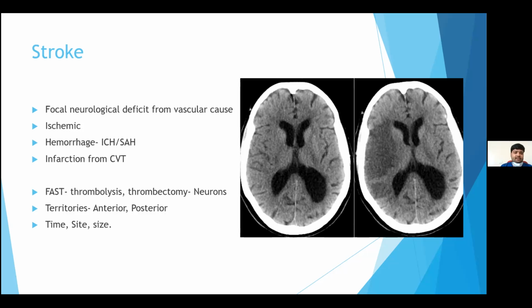What are the territories that are involved in stroke? You have the anterior territory, where there are the classical MCA territory or ACA territory infarcts, and you have the posterior territory, where you have vertebral artery and basilar artery occlusions, cerebellar syndromes, and syndromes such as Wallenberg syndrome. In the anterior territory stroke, there will be gross weakness and sensory loss. If it's a left-sided stroke, you'll have aphasia. If you have a right-sided stroke, you'll have visuospatial impairment.